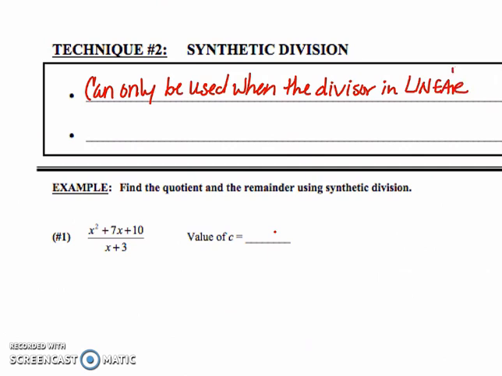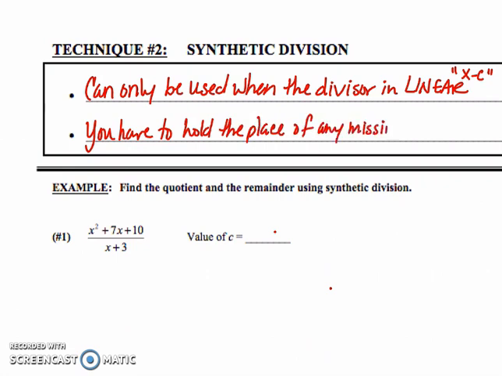So meaning you have to have x minus c as your divisor, okay? And again, just like when you do long division with polynomials, you have to hold the place of any missing terms with zeros. Very important. If you don't do that, things are not going to work out the way they should.